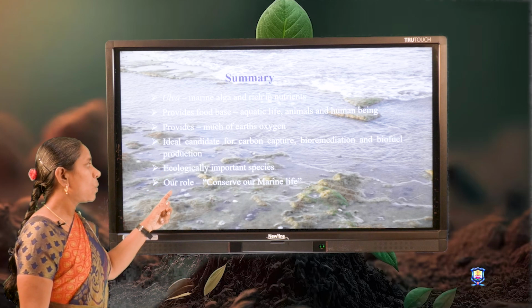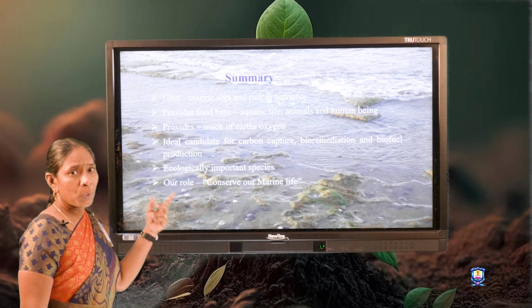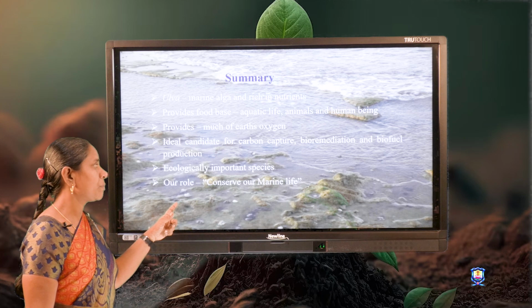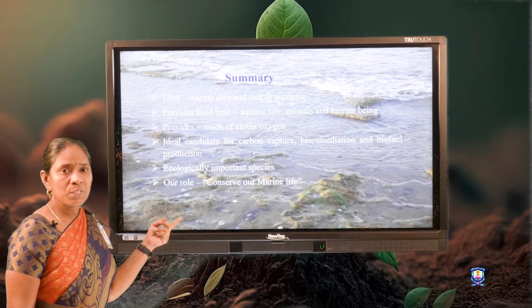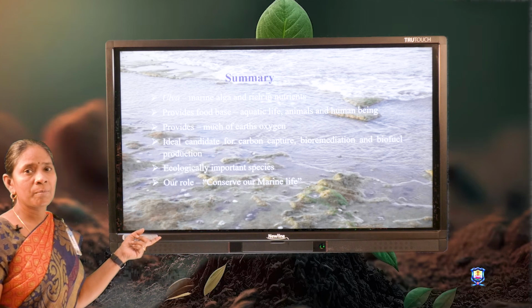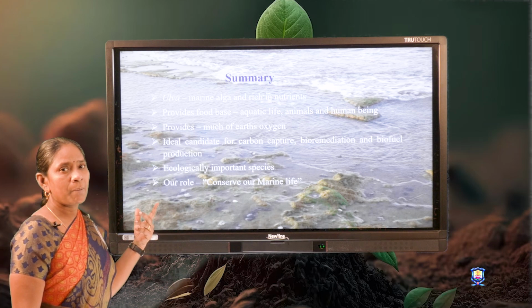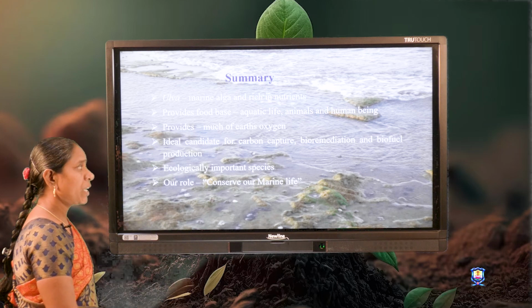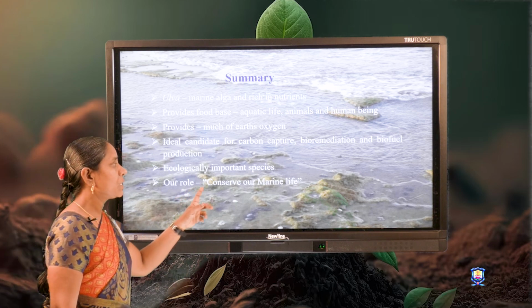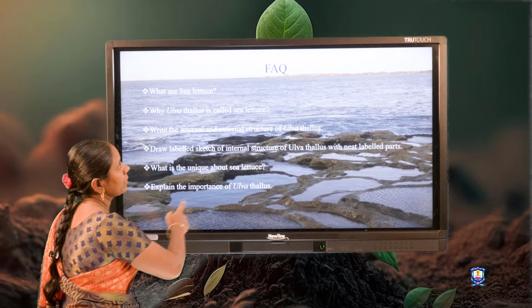And our role is that we should not pollute the marine ecosystem, because the marine ecosystem is an important ecosystem that is a habitat for most living organisms. So our role is to conserve our marine life.